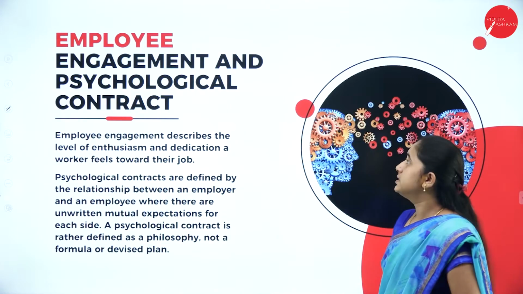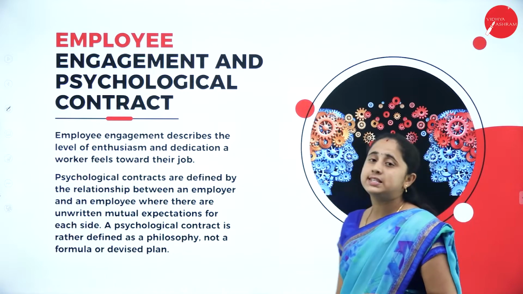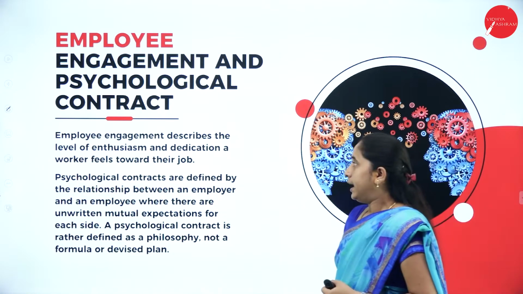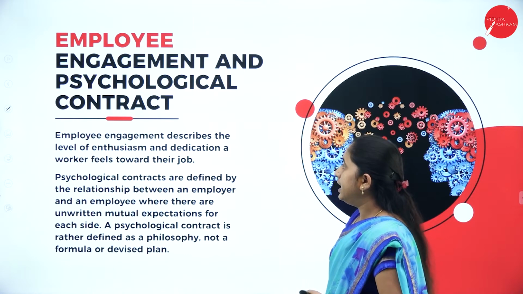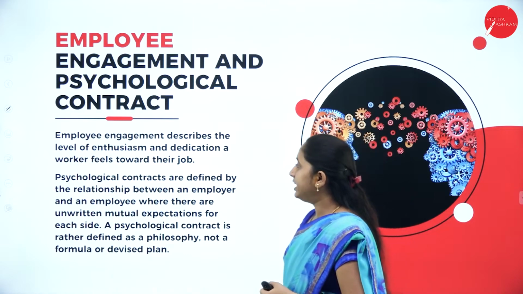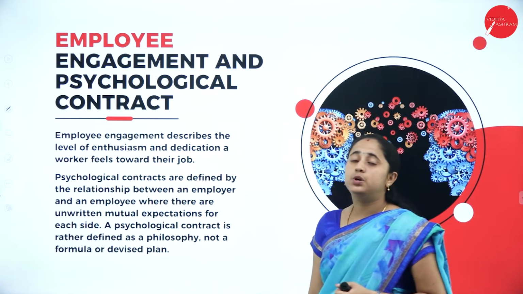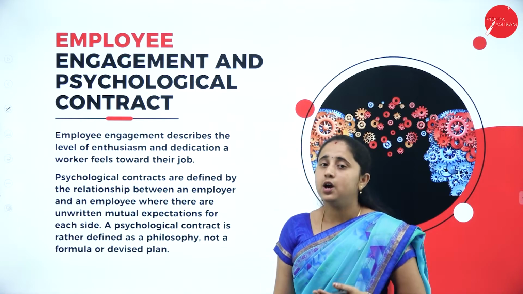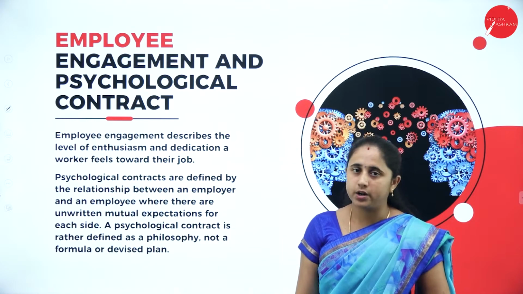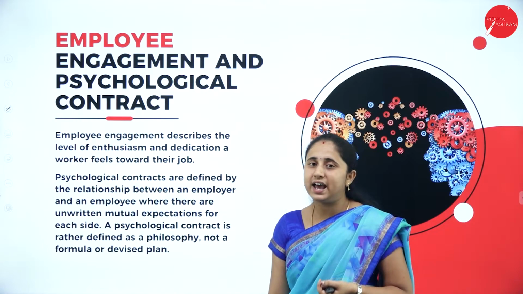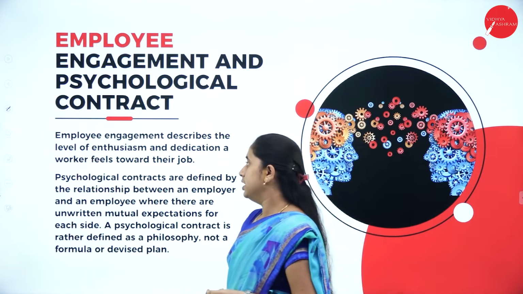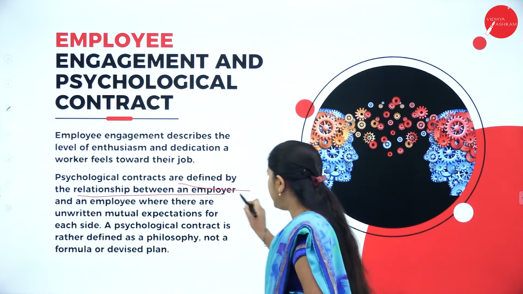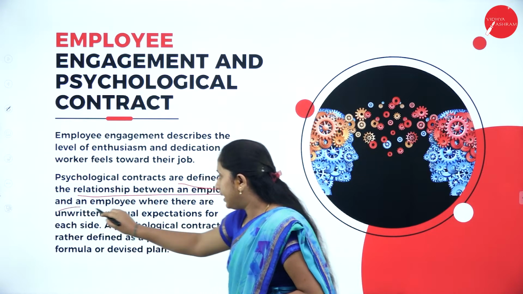The last unit is employee engagement and psychological contract. What do you mean by employee engagement? Employee engagement describes the level of enthusiasm and dedication a worker feels towards their job. How enthusiastic you are and how dedicated towards your work, that we are going to analyze and measure. Then psychological contracts are defined by the relationship between an employer and employee.